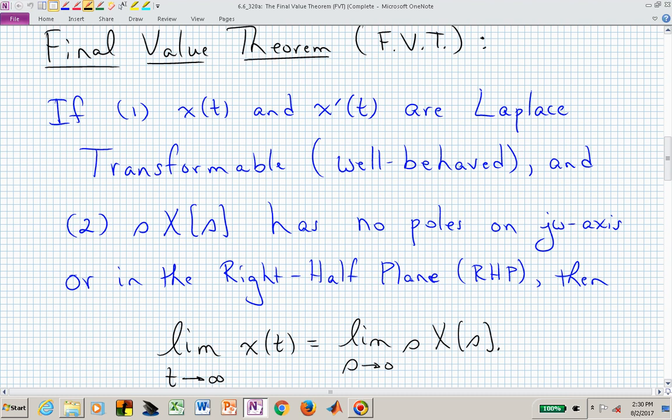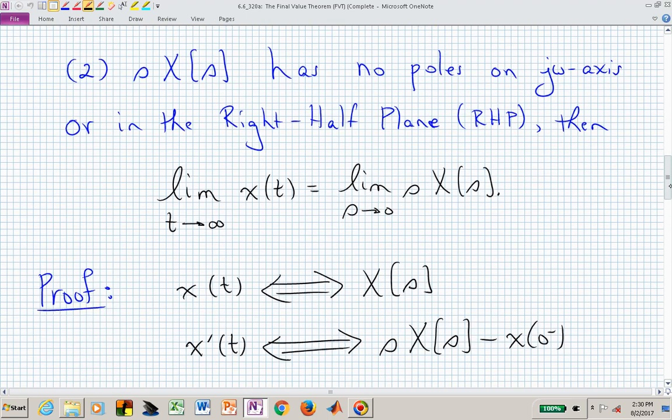That's the final value theorem, and it can't always be applied. Usually the condition that is violated is condition 2. We have one pole on the j omega axis or in the right half plane. It only takes one pole, and now it's good that we've defined what a pole actually is.